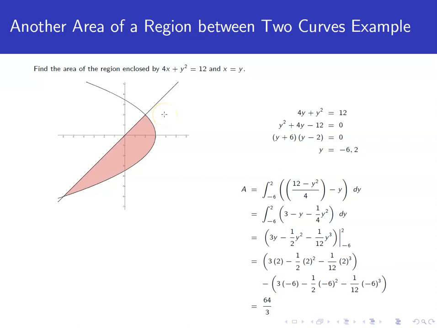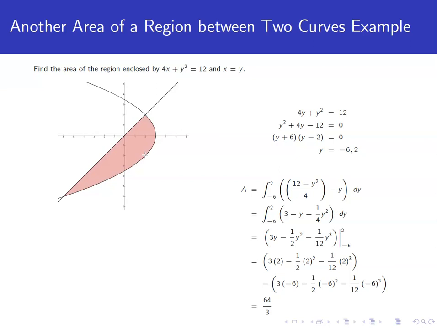If you were to try to integrate this with respect to x, you'd have to split it into two integrals, because notice we have this line is above this bottom curve of the parabola all the way until you get to this point of intersection, and then we've got this top part of the parabola being above the bottom part of the parabola. So it really is going to be easier to do this in terms of y rather than x, because we can do it with one integral instead of two.